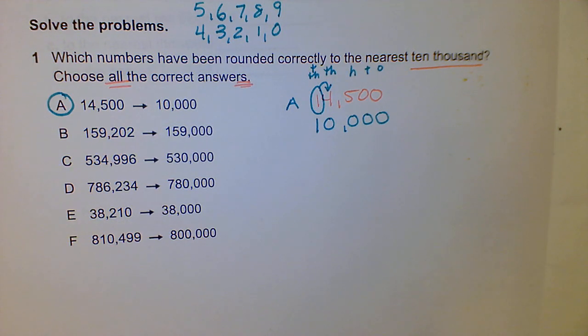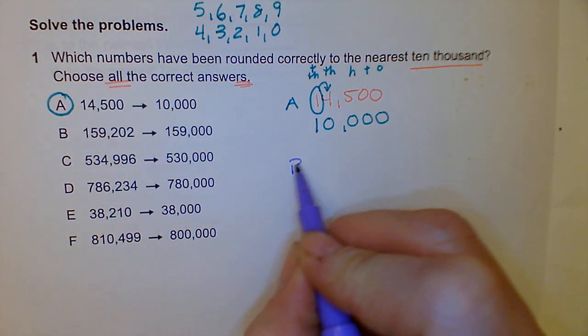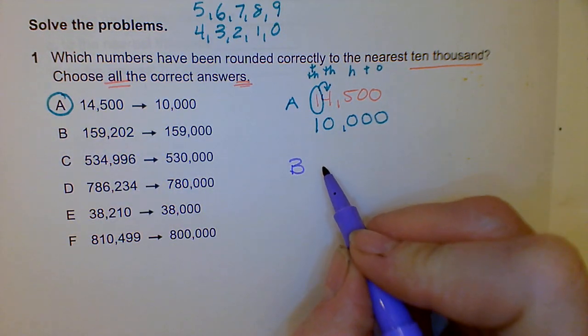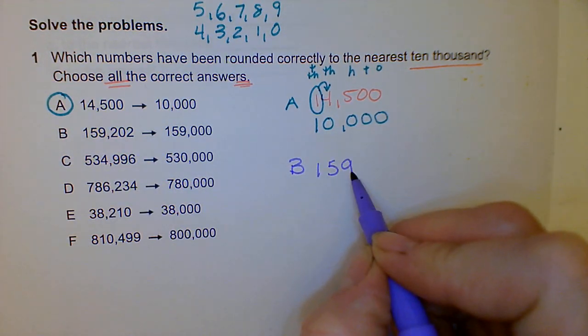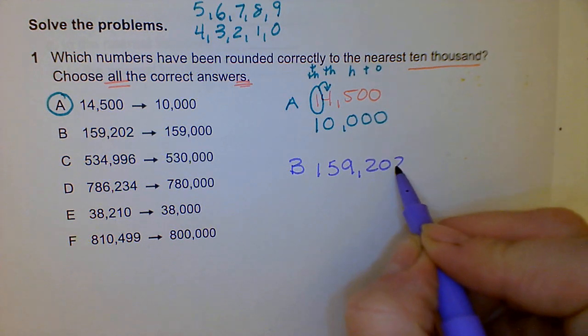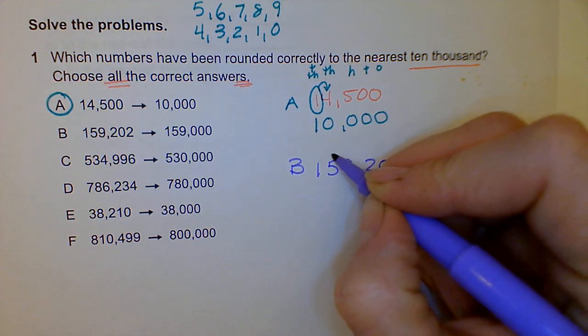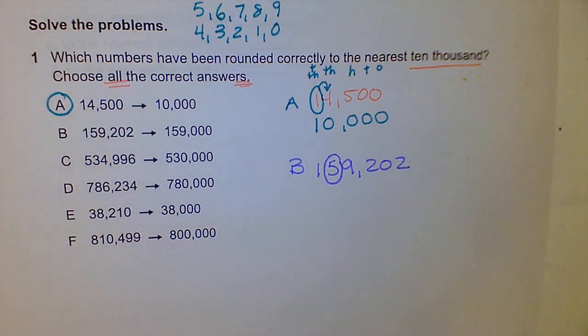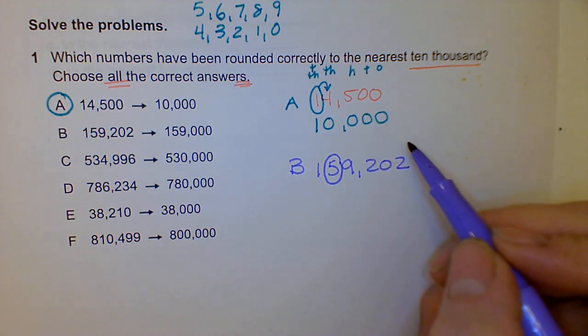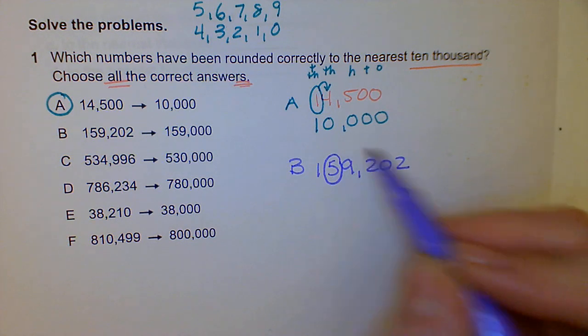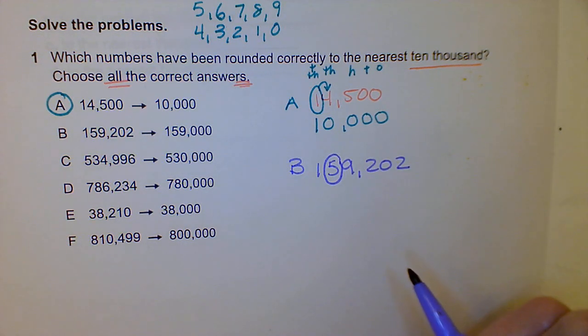So the next one's going to be B. And for B, I'm going to go ahead and do the same thing. I have 159,202, and I'm rounding it to the nearest 10,000. So we already know this is our 10,000s. But if you forgot that, again, you could write ones, tens, hundreds, thousands, 10,000s.